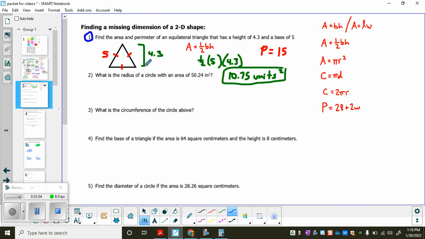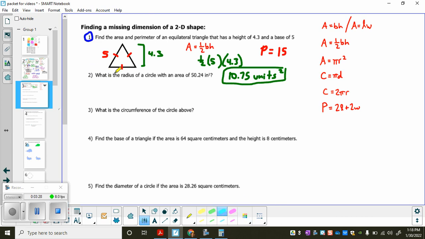Now, again, I mentioned that on this page, number 1 is actually what you're used to doing. This is a type of problem that you've seen before where you're just trying to find area and perimeter. You've been given all of the dimensions that you need. Now for the rest of the page, we're actually going to be trying to find a missing dimension because we're going to be given the total area or perimeter or something like that.